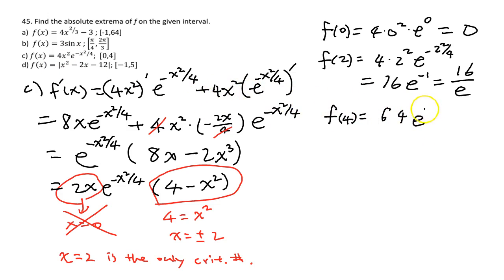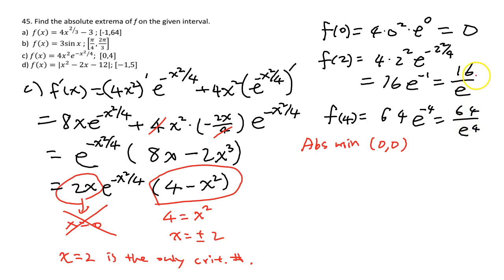4 squared is 16 minus 4, so it's 64 divided by e to the 4th power. Now these are both positive, so we definitely know that the 0 is the smallest one, so we know the absolute minimum is 0. But then we still need to figure out which one's bigger.